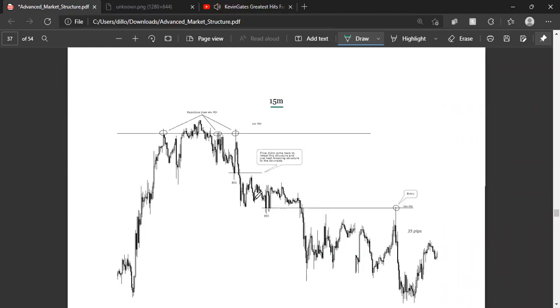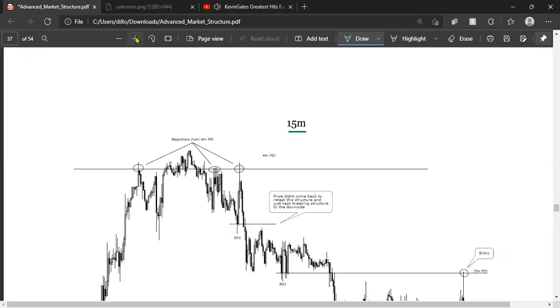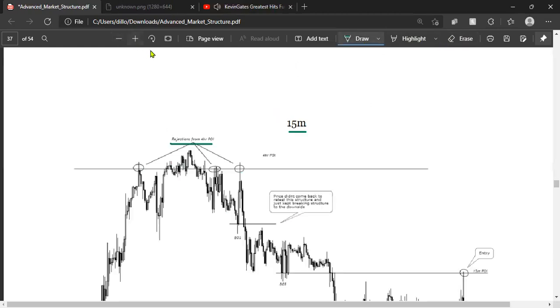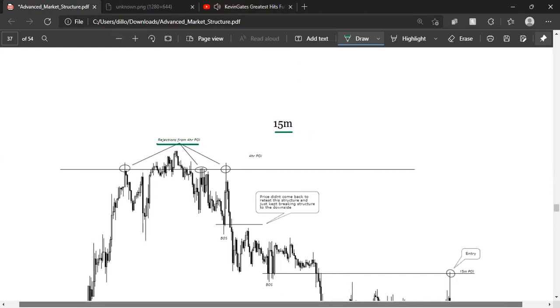So look what we see here. We have rejections from the 4-hour point of interest. Minor break of structure, retest, break of structure, no retest. So there was no retest in that area, as you can see.